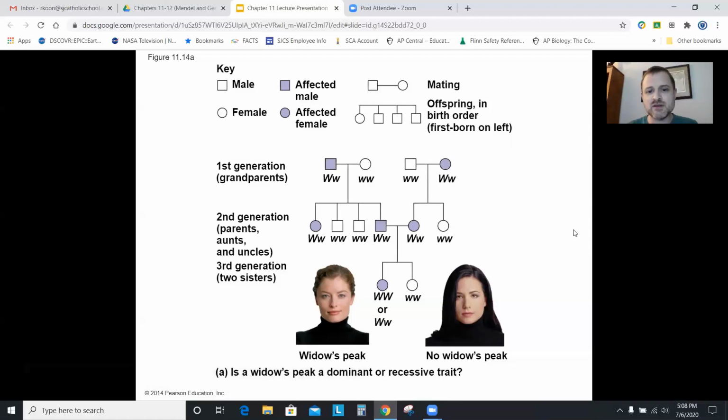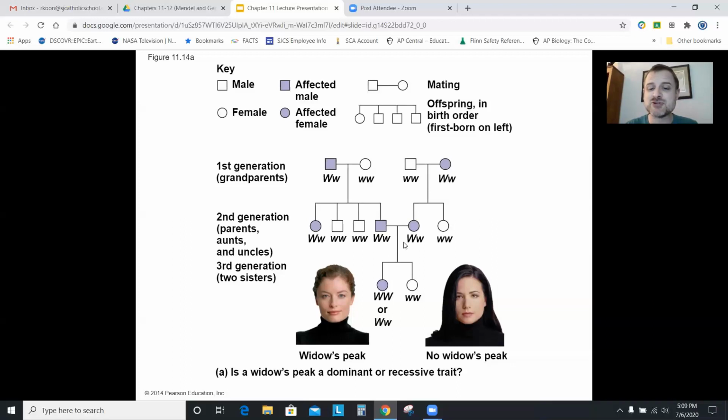You could analyze this and try to figure it out. The trick that I use to see if a trait is dominant or recessive, and this almost always works, is this. First, you get the idea of the layout: these two people are a couple, and they had these kids. This couple had four kids, and these kids are all siblings. Then this boy married that girl and had these kids. That's probably obvious to you.